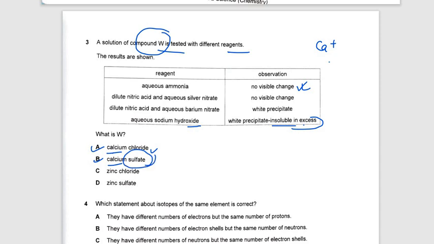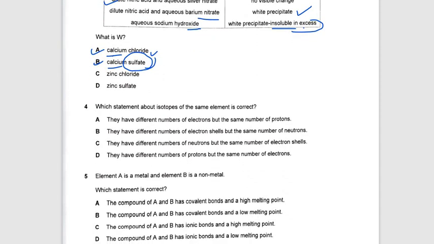What is the sulfate test? When you put dilute nitric acid and aqueous silver nitrate, no. The sulfate ion property is that whenever it reacts with barium nitrate, it will give you barium sulfate, which is the white precipitate. So it is telling you that calcium is the cation and sulfate is the anion present in your compound. So option B is correct for the third question.